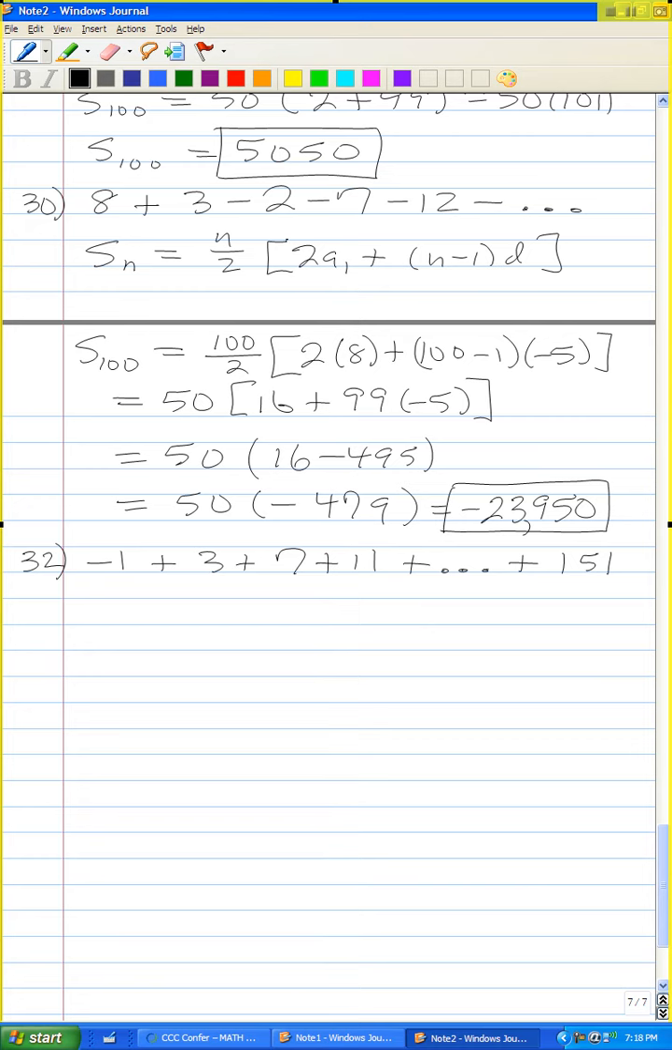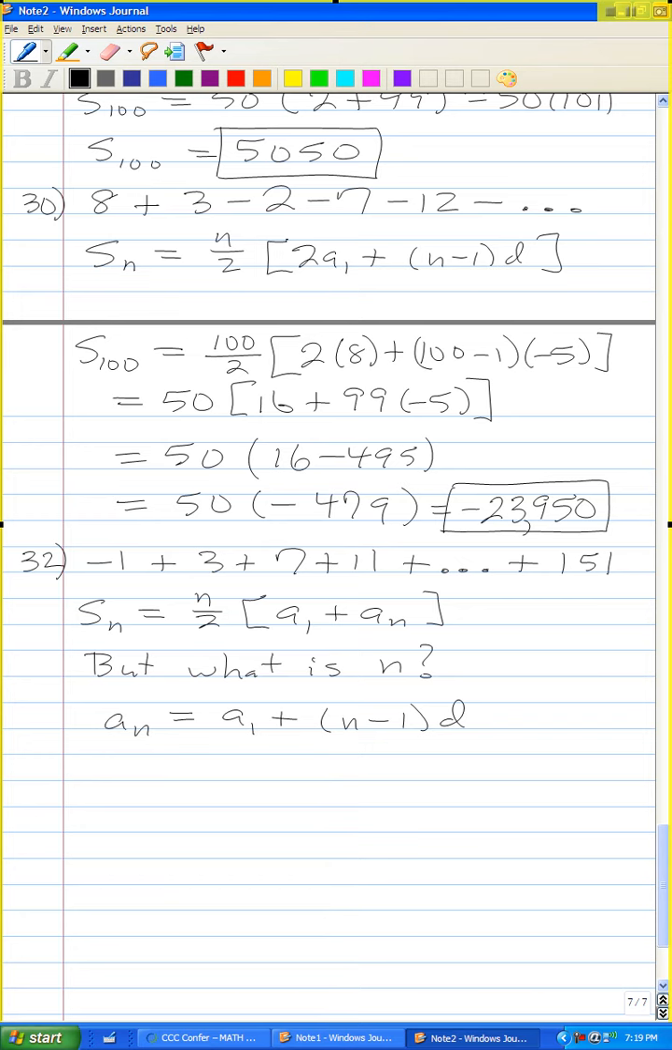Okay, so I know that this is an arithmetic series, so the sum of the first n terms of an arithmetic series is just n over 2 times a1 plus an. I know the last term, and so that's going to be 151. I know the first term. Unfortunately, I don't know n, so I've got to figure out what n is. So I'm going to use the fact that the general term of an arithmetic sequence is given as follows.